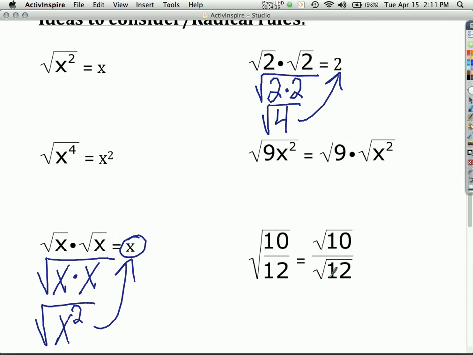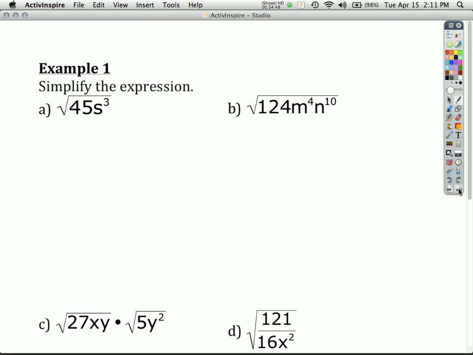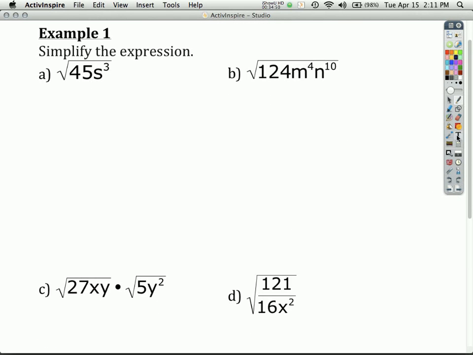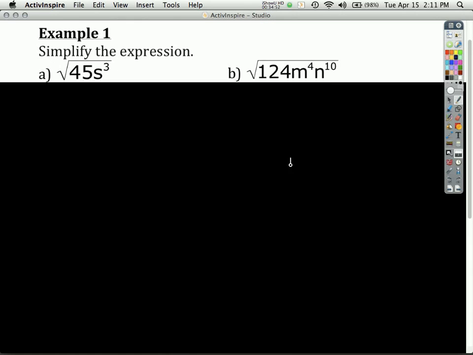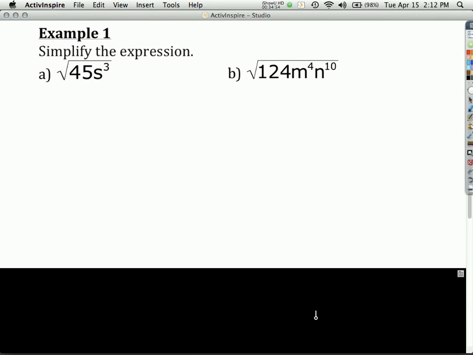So we are going to use all of these ideas to simplify expressions. That was the building process. Now we have to learn how to use it all, how to apply it. So do not go ahead of me. Stick with me. I'm going to be working at a pretty moderate pace. So the first one we're going to simplify is radical 45s to the third.